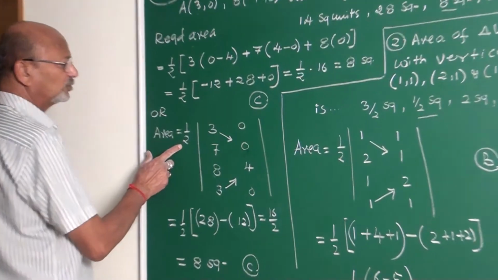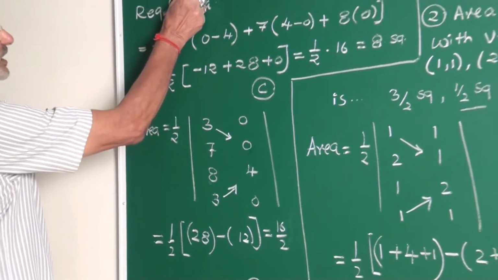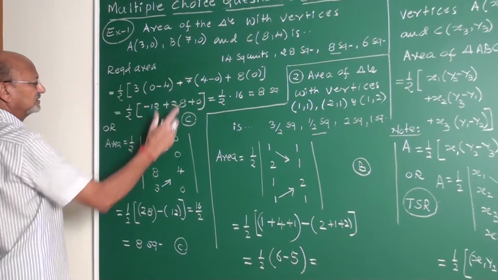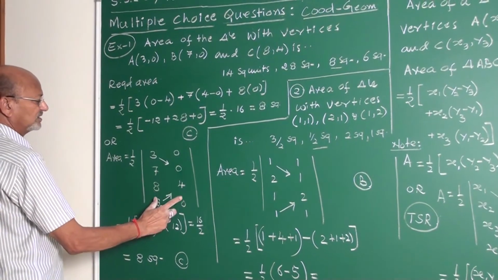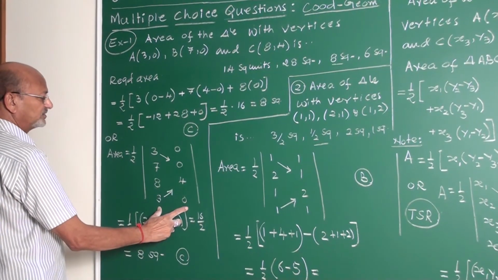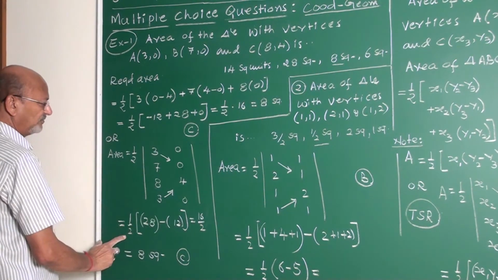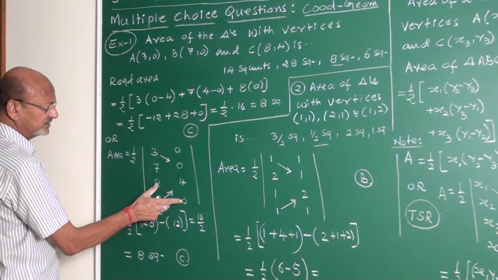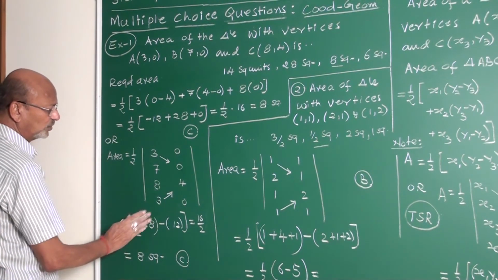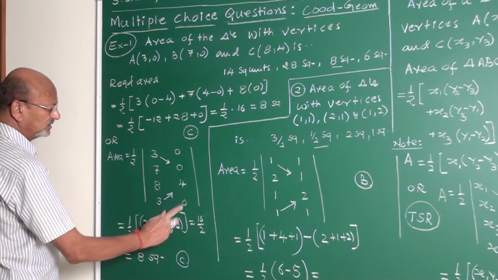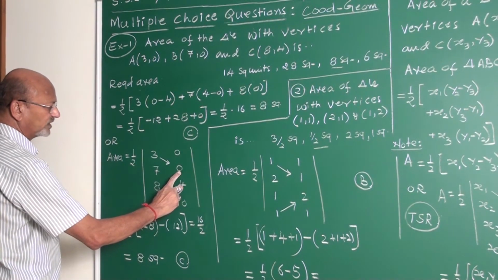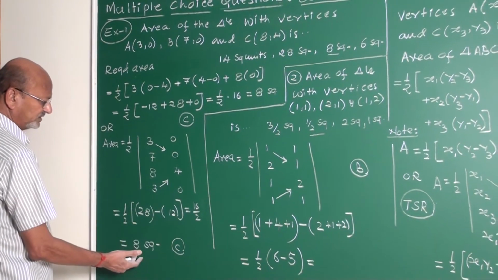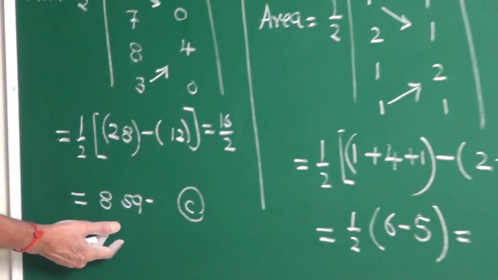See friend, area equal to half into: first write the coordinates, 3, 0, second, 7, 0, third, 8, 0. Closing must be same as first. Half into, come down, 0, don't write, 28, write, 0, don't write, minus, go up, 12, 0, don't write, 0, don't write. What is 28 minus 12? 16 upon 2 is 8 square units.